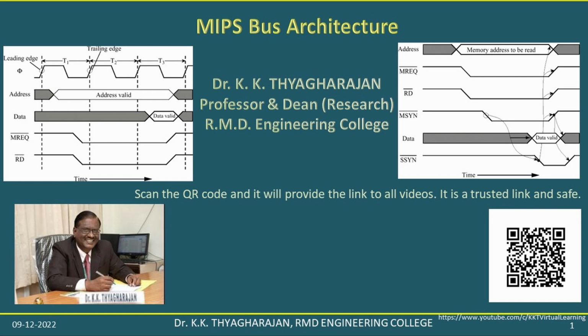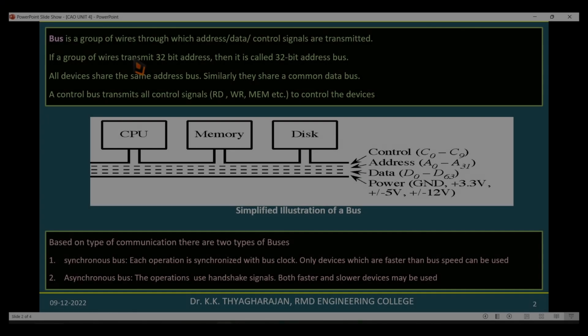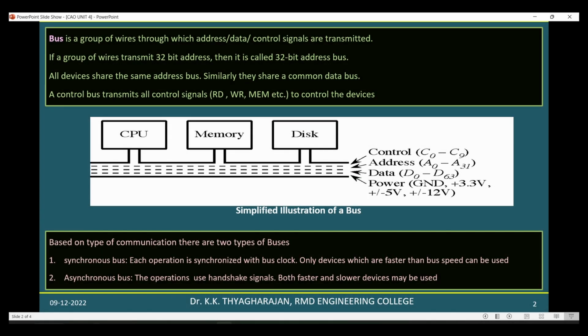Hello, in this video, let us discuss the MIPS bus architecture. A bus is a group of wires that are conductors through which the address or data or control signals are transmitted. If an address is transmitted, then the bus is an address bus. But if data are transmitted through the bus, then it is called a data bus.